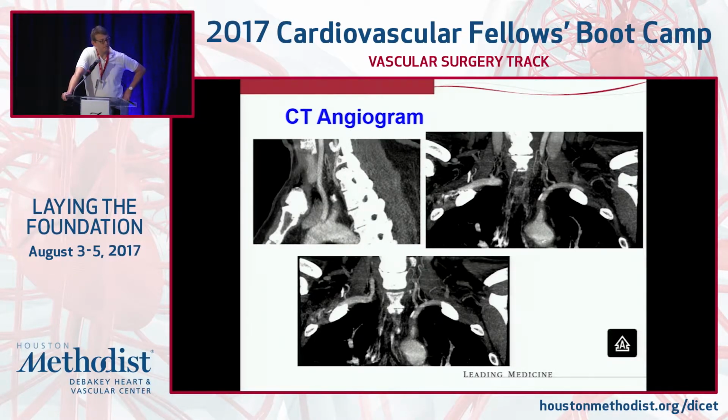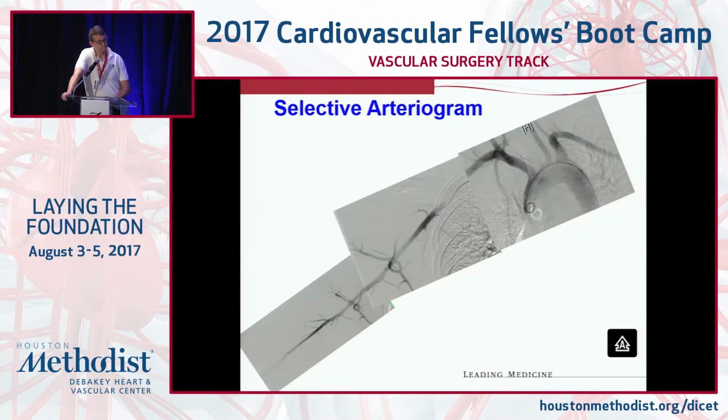CT angiogram plays a big role as well in the imaging, to look for either occlusive or embologenic sources of hand ischemia. Here you see a high-grade proximal subclavian stenosis, but you see there's some sort of fresh thrombus on top of chronic calcific occlusion.